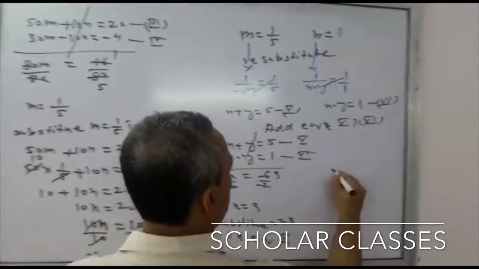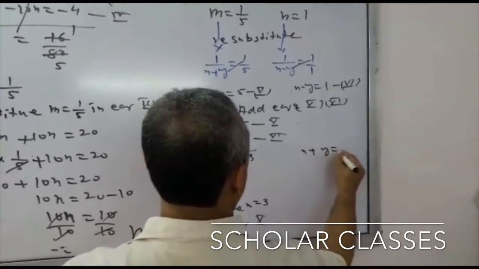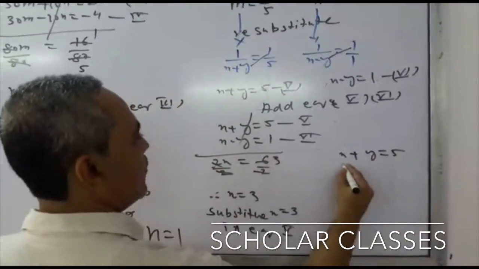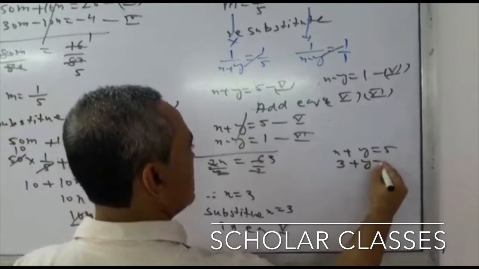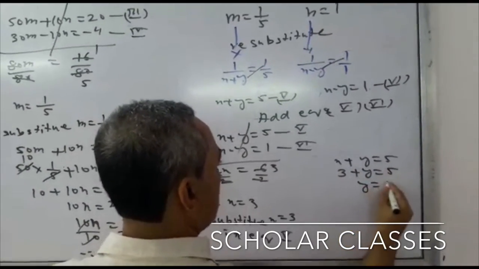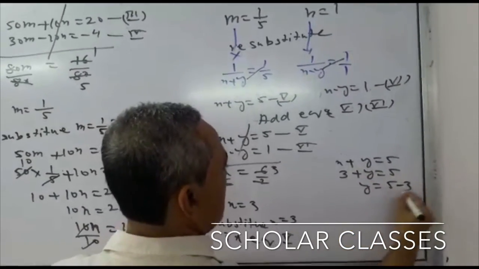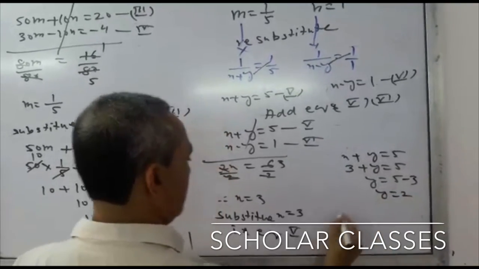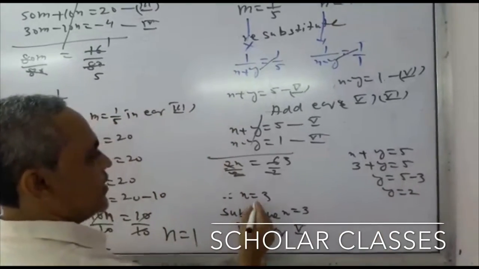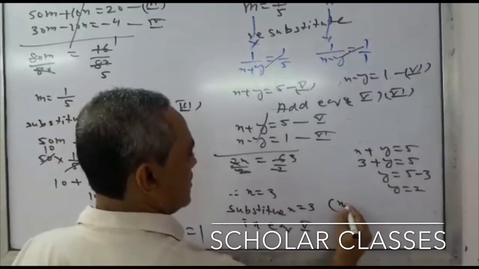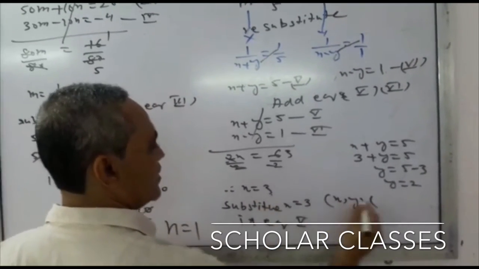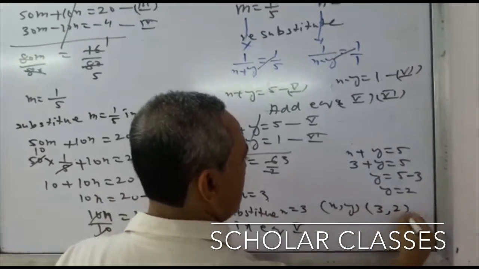Equation 5th is x plus y is equal to 5. The value of x is 3. 3 plus y is equal to 5. Y is equal to 5 minus 3. Y is equal to 2. Therefore, the value of x is 3. So x comma y, the value of x is 3 and the value of y is 2.